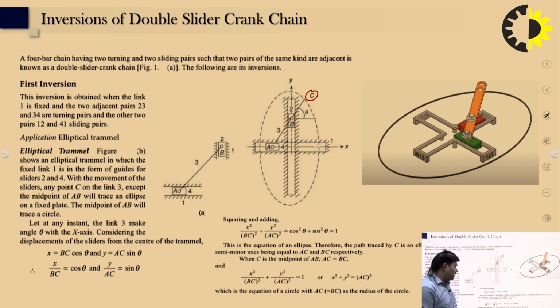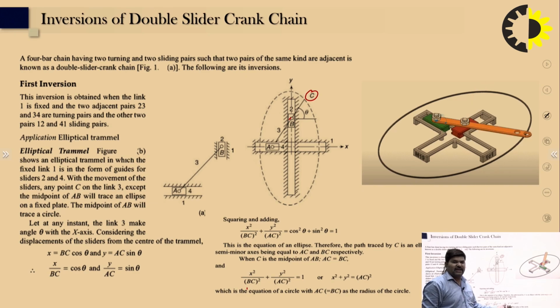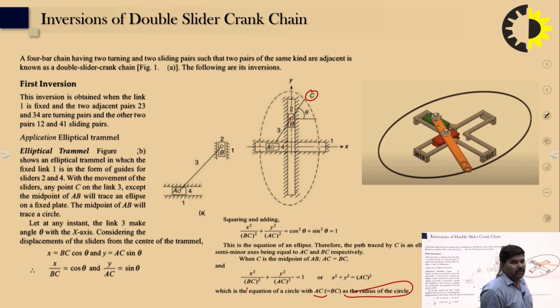The equation becomes x square upon BC square plus y square upon BC square equals 1. So x square plus y square equals AC square, which is the equation of a circle. It means AC equals BC, and the radius of the circle is there, right? So the ellipse is converted to a circle. In the ellipse case, one is the major axis and one is the minor axis.